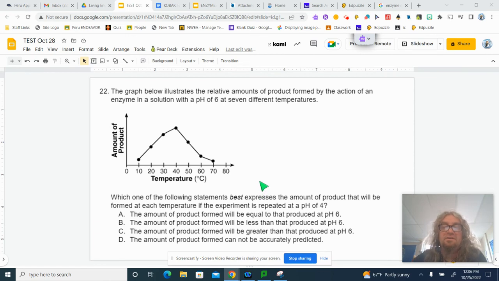Question 22. The graph below illustrates the relative amounts of product formed by the action of an enzyme in a solution with a pH of 6 at 7 different temperatures. So here's the temperature, amount of product. Which one of the following statements best expresses the amount of product that would be formed at each temperature if the experiment is repeated at a pH of 4? A, the amount of product formed would be equal to that produced at pH 6. B, the amount of product formed would be less than that produced at pH 6. C, the amount of product formed will be greater than that produced at pH 6. Or D, the amount of product formed cannot be accurately predicted.